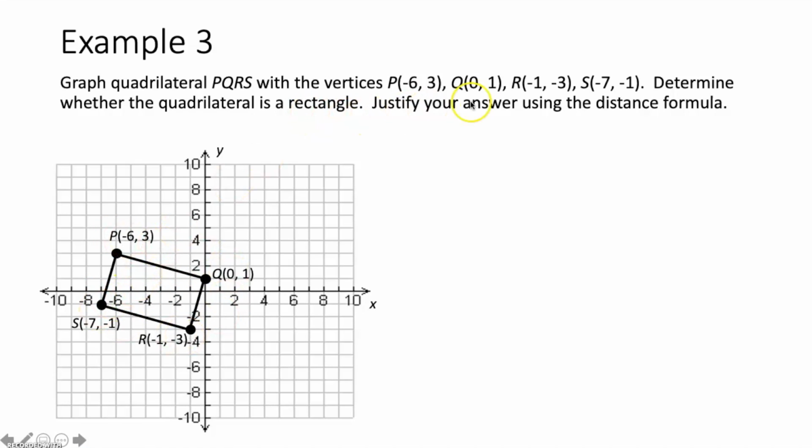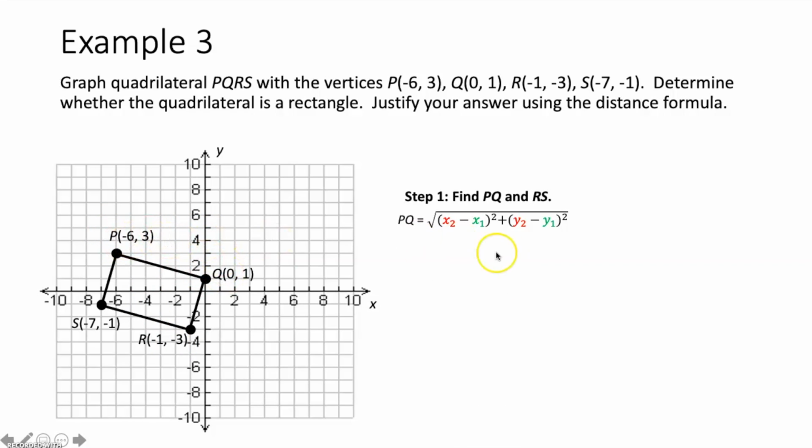Next, we are going to determine whether this quadrilateral is a rectangle, and we're going to justify our answer using the distance formula. Remember, to determine if this quadrilateral is a rectangle, there were 2 steps. The first step is to determine if both pairs of opposite sides are congruent. If that's true, then it's a parallelogram, and we can move on to the next step. If it's not true, then we can stop, and we're done. So let's determine if this pair of opposite sides are congruent, segment PQ and segment RS. To do that, we need their measures. So let's first find the measure of segment PQ.